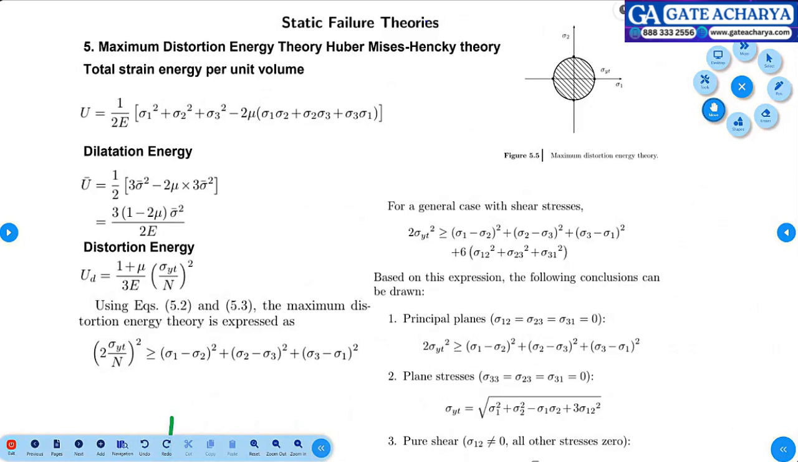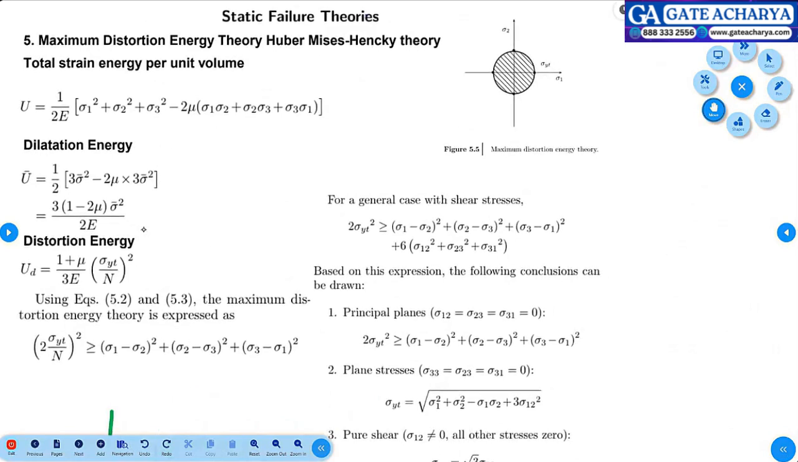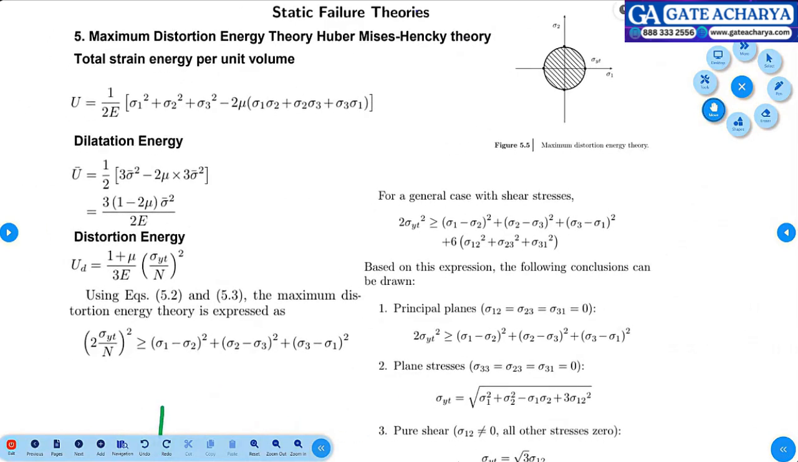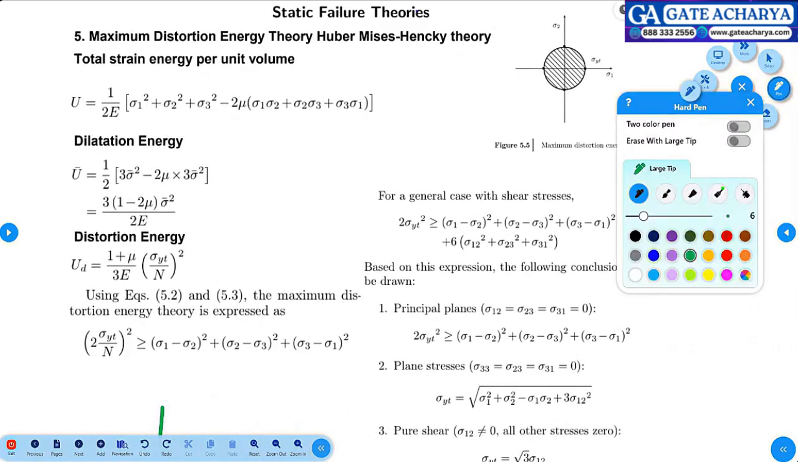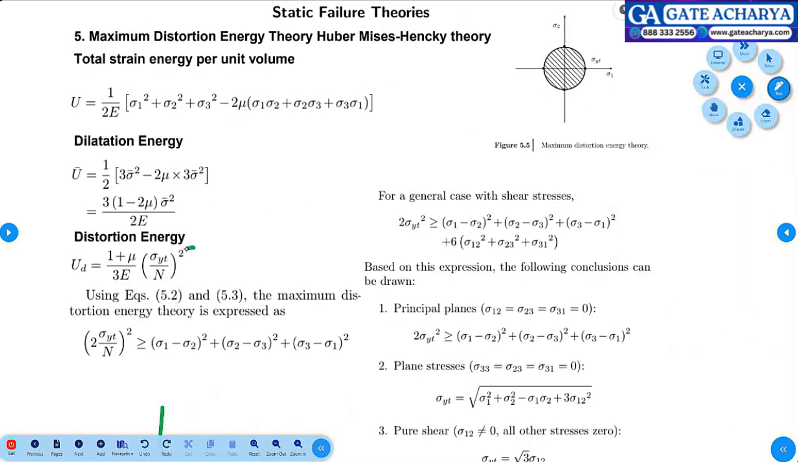So when this distortion part reaches a particular value, called U distortional, failure will happen in a biaxial system at a particular point. When the distortional energy reaches this particular value, failure will happen. So there are several cases.